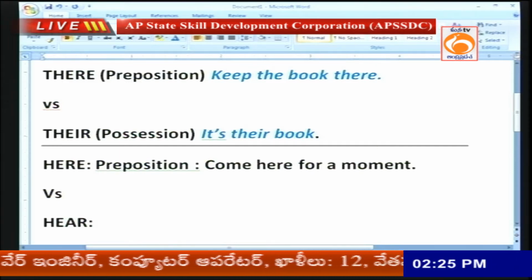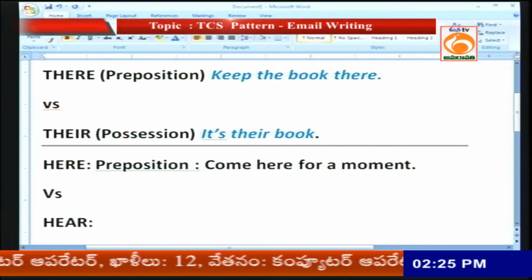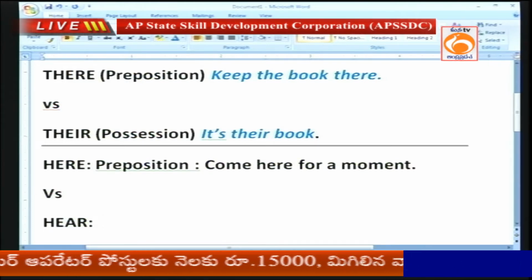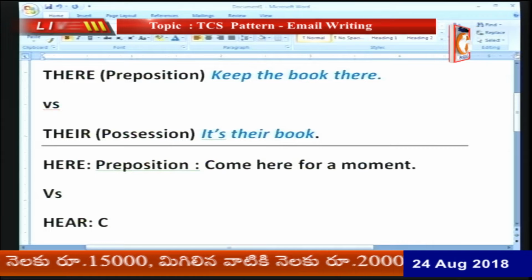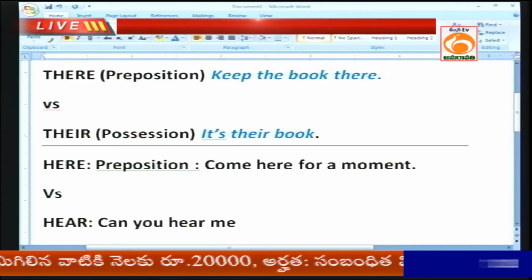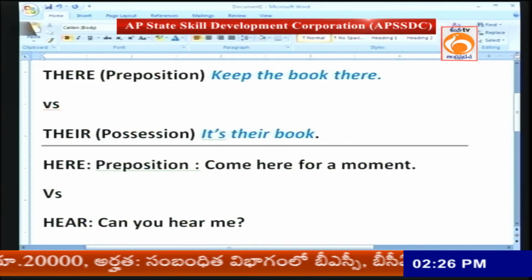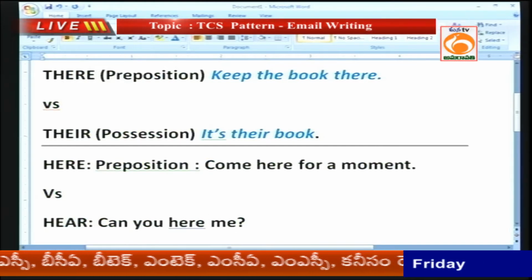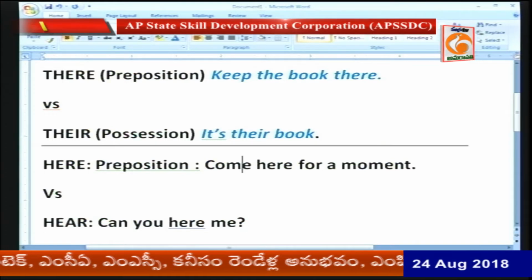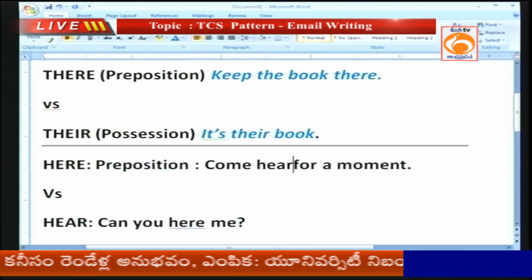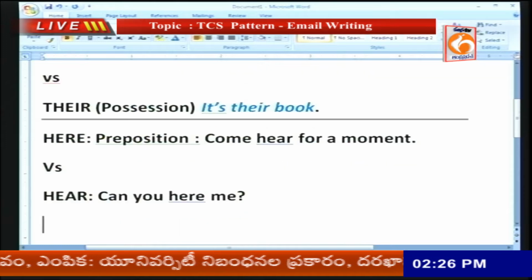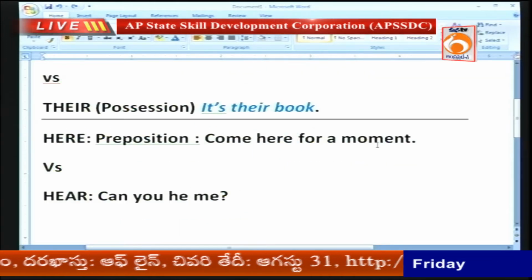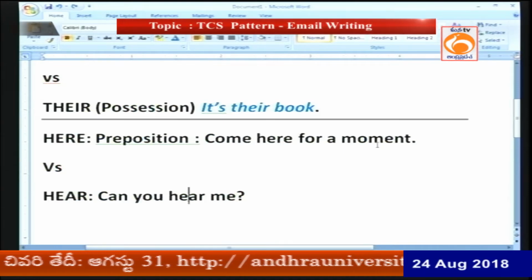Hear means the ability to listen, the ability to hear. If you have ears, you can hear, right? The sense of hearing. Can you hear me? Now, in case I make a spelling mistake and say can you hear me with HERE, it doesn't make sense. If I replace it in come here for a moment, it's not making any sense at all. So please do not make these amateurish mistakes.